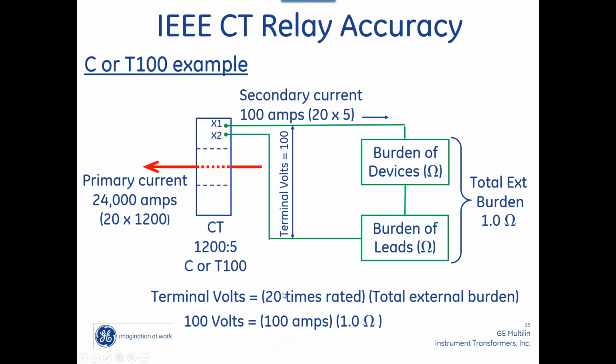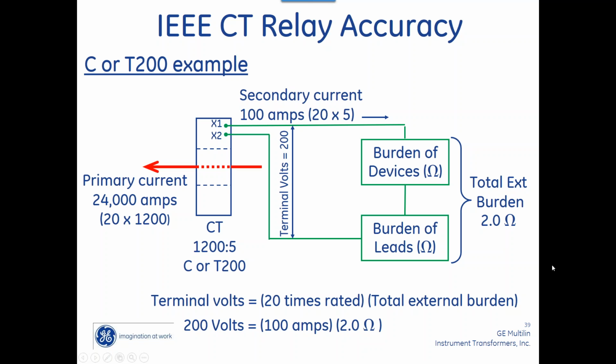Okay, so here's our first example. I've got a C or a T100. So we know this CT can produce 100 volts between X1 and X2 at 100 amps secondary current, which is 20 times 5. All right, so if I have 100 volts, and we know we've got 100 amps, by Ohm's law, we can have 1 ohm burden. So we've got to make sure between the leads of our wire and our devices, we don't have over 1 ohm resistance.